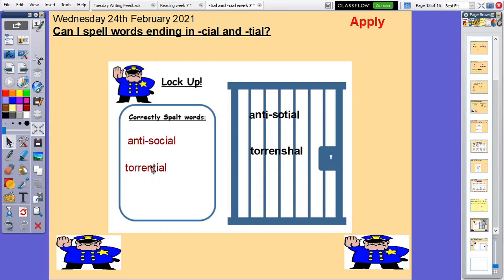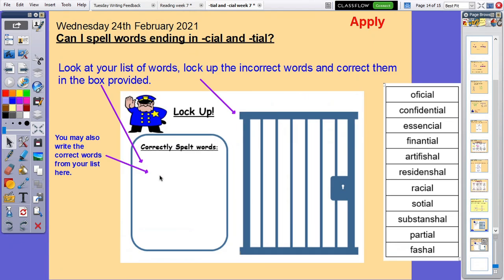So that is what you should be doing today. Any incorrect spellings, you must write them down in the jail, and then you do need to show that you can spell them correctly. So your job today is the same. I've given you your own lockup sheet with a correction box, and I've given you a list of words. The first thing you need to do is work out, is the word correctly spelt or not? If it's correct, you can just write it here. You don't have to put it in jail, of course.